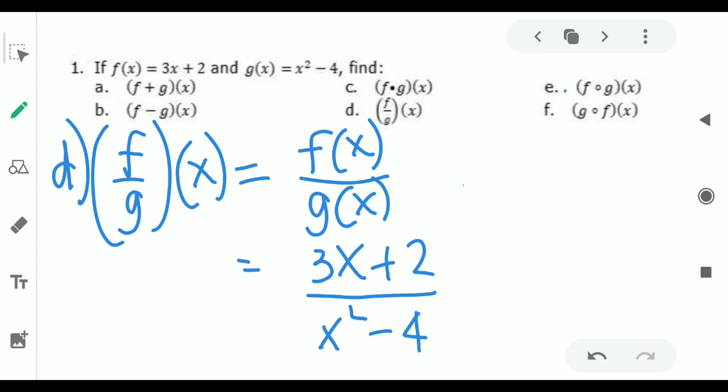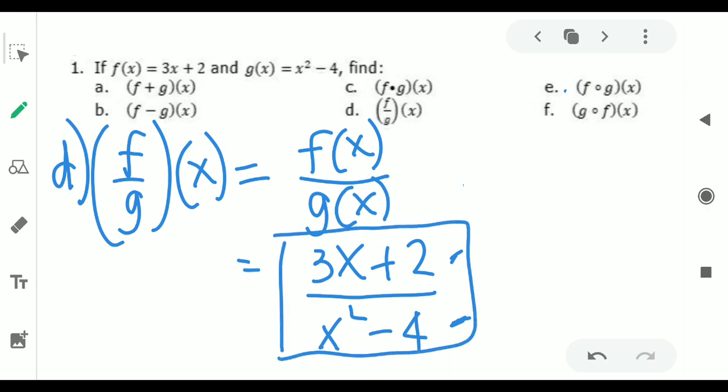Now, the most important question that you should be asking yourself when dividing functions is, do they have any other common factor aside from 1? If they do, then factor it out, cancel, and that will be your final answer. If not, or if they do not have any other common factors, then this will be your final answer. In this case, in our example, 3x plus 2 and x squared minus 4 do not have any other common factors. So, our final answer is 3x plus 2 over x squared minus 4.